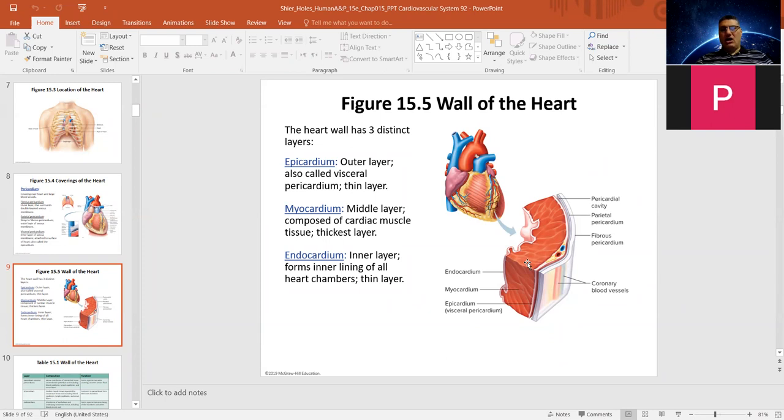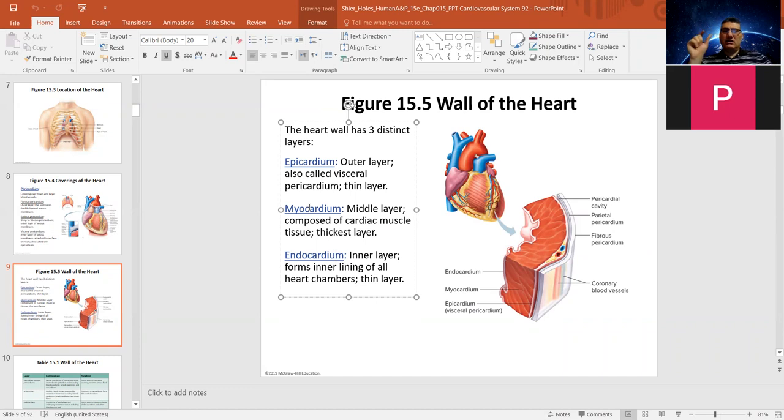Here, since we're talking about the heart, it's called myocardium. So endocardium, endo means innermost, cardium means heart. This is the innermost layer of the heart. Myocardium, the muscle layer of the heart, which is the middle muscles. And this is the thickest one. The epi means cover. Epicardium means the outermost or the covering layer of the heart.